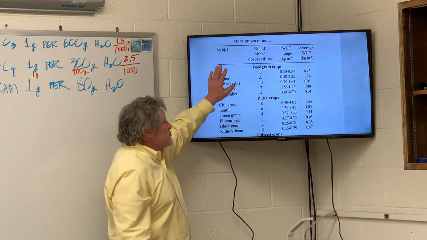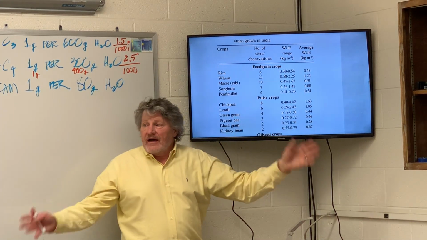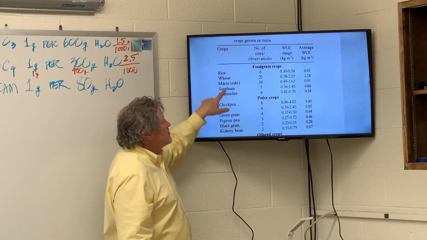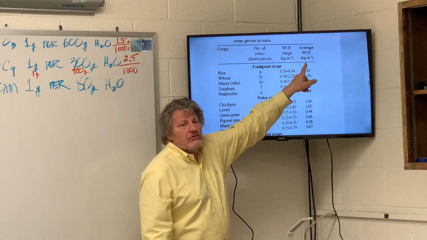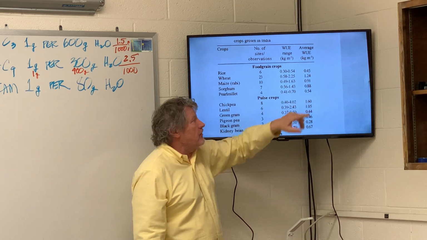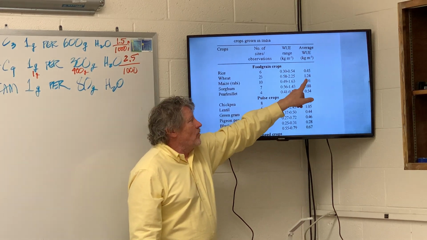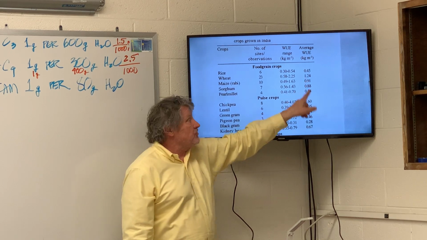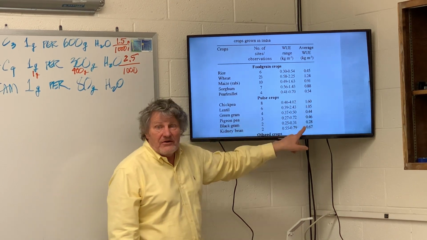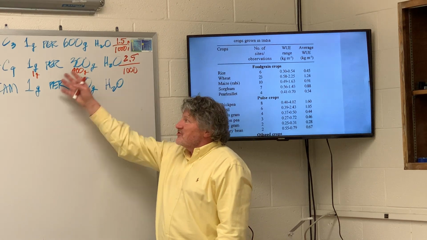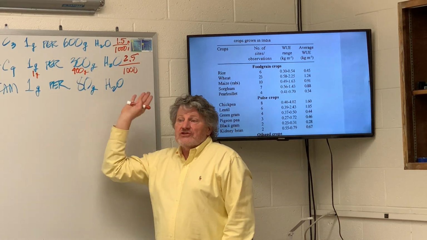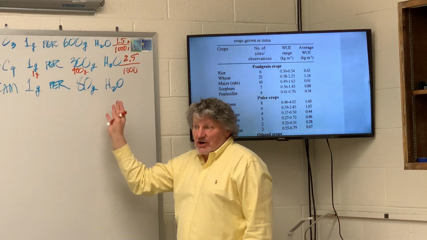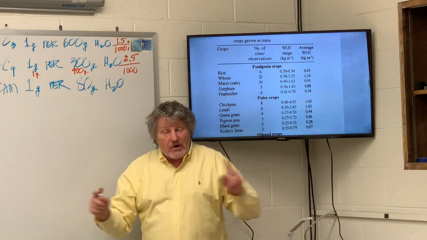Here's average, this is crops in India, average for wheat, rice, and wheat, and the units are kilograms per cubic meter, but a 1 is 1 to 1,000 here. And so these numbers don't even get to 1. So by some estimates, the water use efficiency is even worse than this chart. It depends on the crop some.